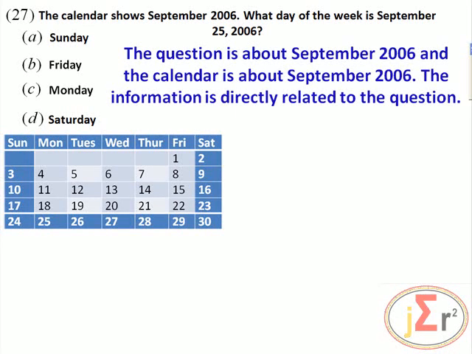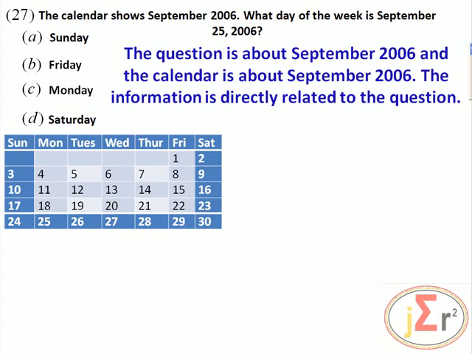The question is about September 2006, and the calendar is about September 2006. The information is directly related to the question. This is September 2006, and the question is about September 2006. What day of the week is September 25th, 2006?